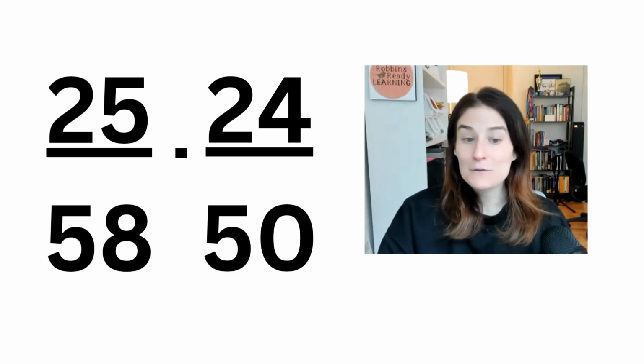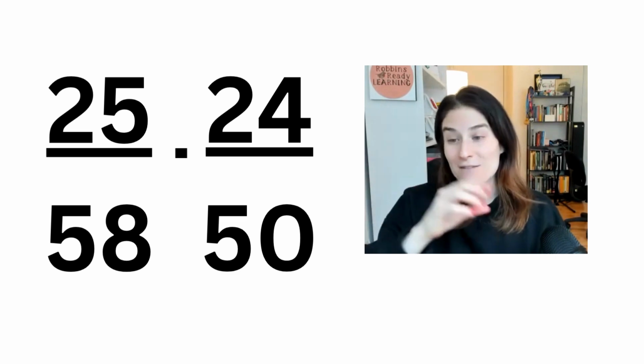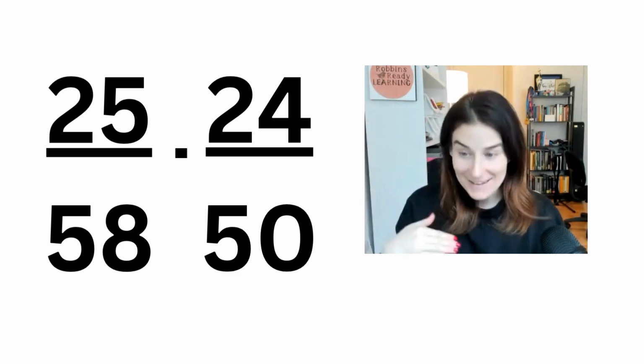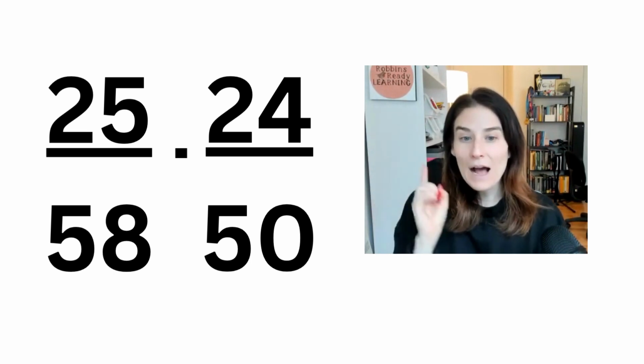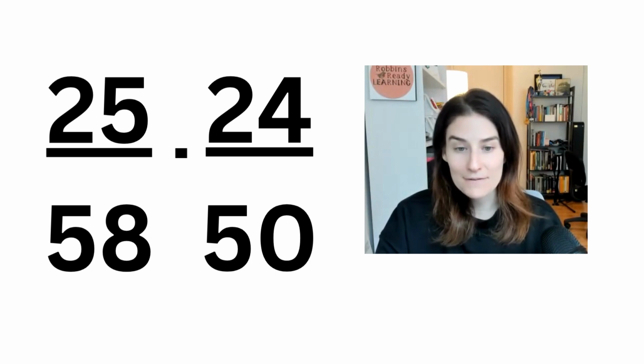Notice we have 25 over 58 times 24 over 50. This would involve multiplying the numerators, multiplying the denominators, and then simplifying. Well, I want us to think about dividing first by common factors.